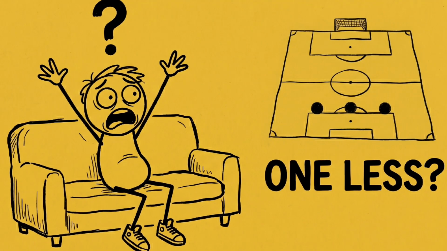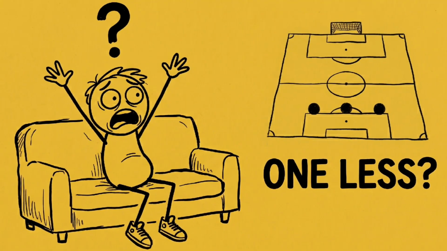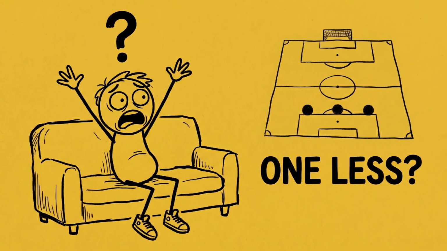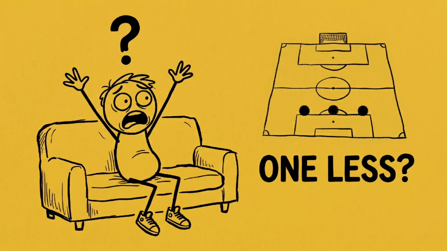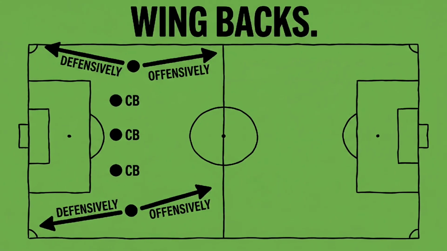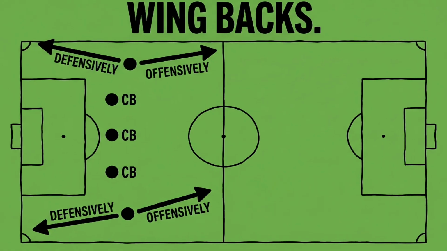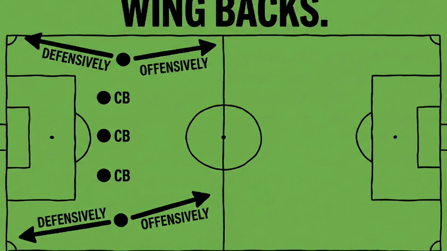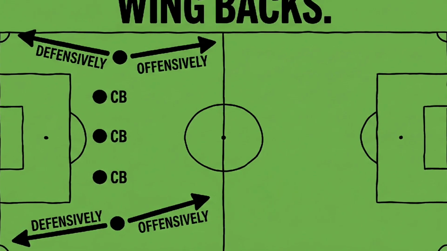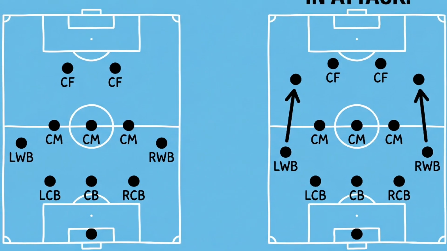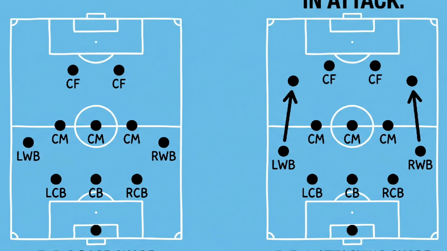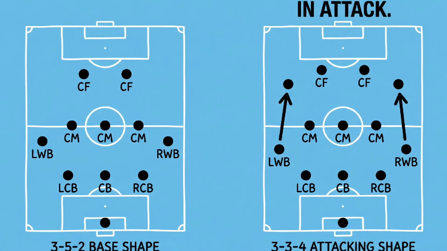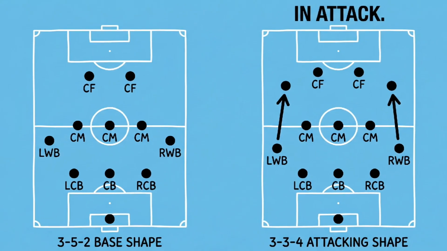The 3-5-2 is the formation that makes casual fans nervous because it looks like you've taken a defender away. 3 center backs instead of 4. But here's what most people don't realize. Those 3 center backs are protected by 2 wing backs, players on the outside of the formation who defend like fullbacks but attack like wingers. The 5 in the middle isn't 5 central midfielders. It's 3 central midfielders plus 2 wingbacks operating in wide positions. When the team attacks, those wingbacks push so far forward, the shape looks like a 3-3-4.